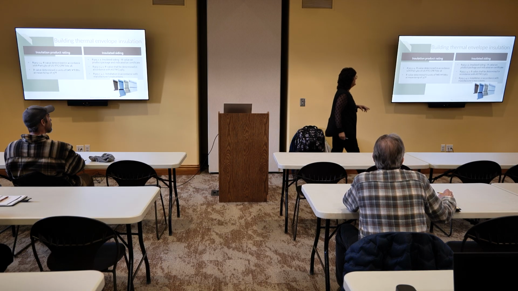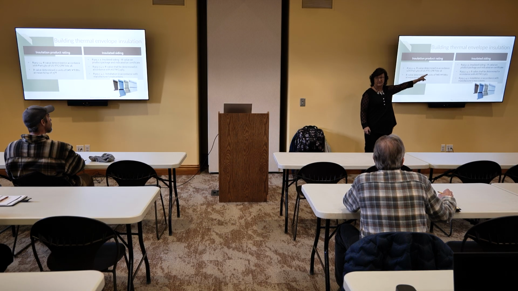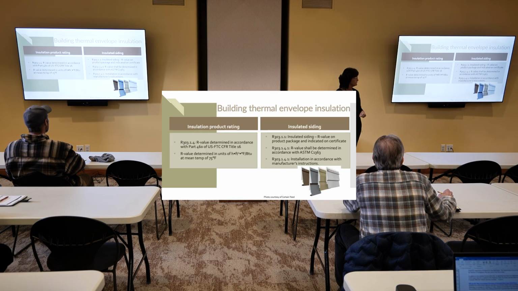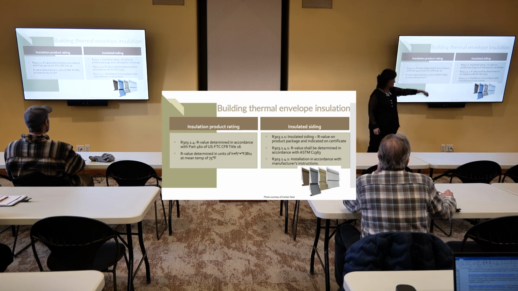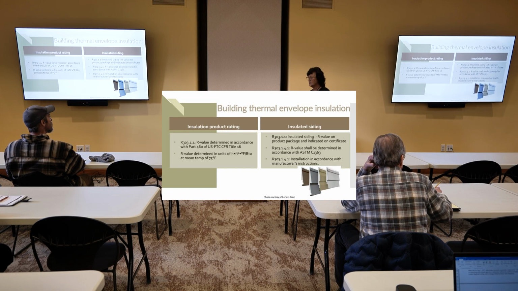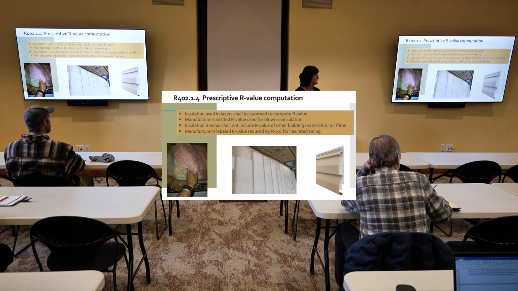So the R value is on the package. It's not anywhere on the siding. So you always want to make sure you're seeing the package for the insulation so that you know. It's usually around an R2 or an R3. R values are determined according to a different calculation, and then install according to manufacturer's install instructions. There's a little bit more on that, so we'll look at it.